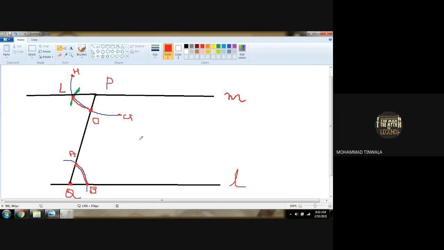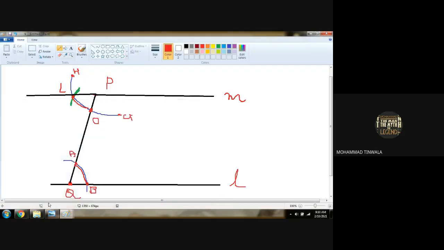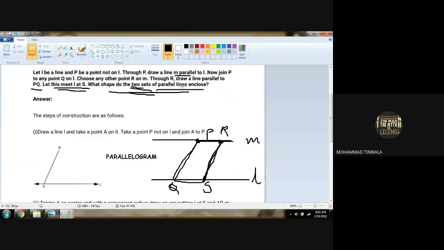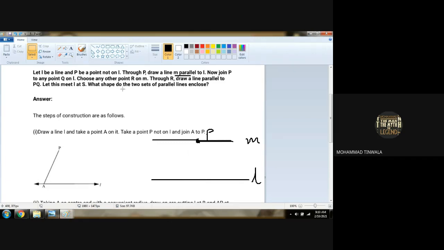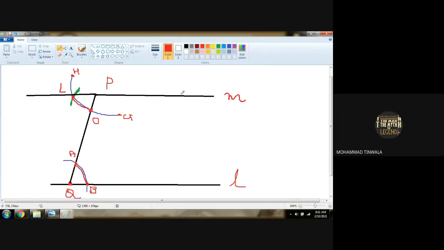Now the next question related to this: up till here we took everything as they have told us. Understood? Now choose any other point R on M. We have to take anywhere one point R on M. So we will take R over here.